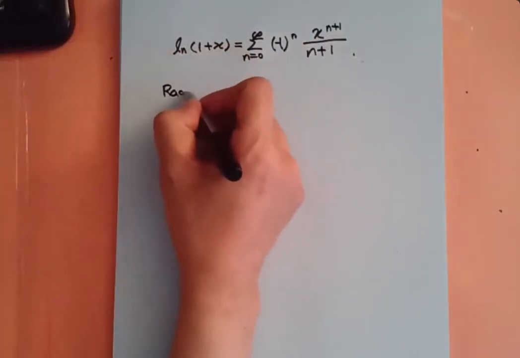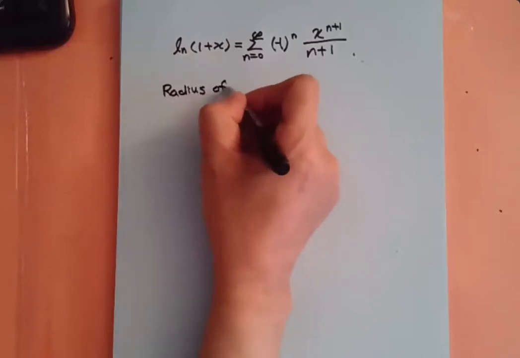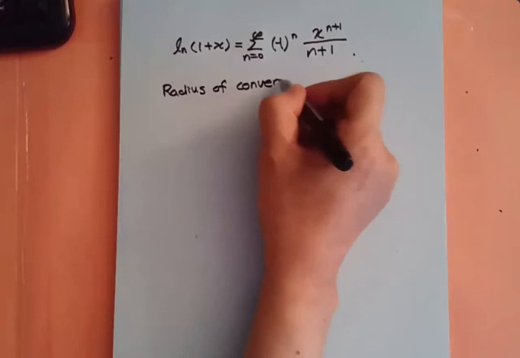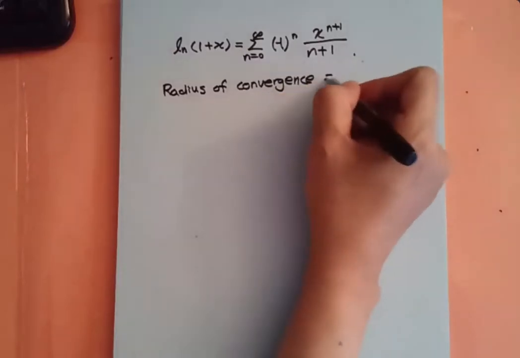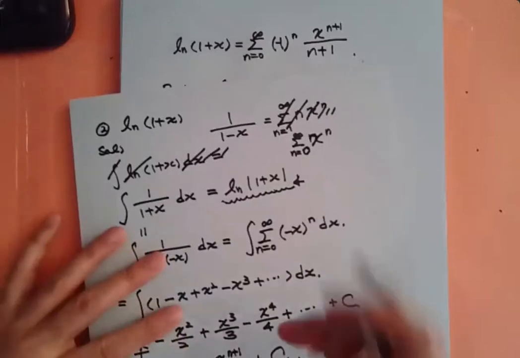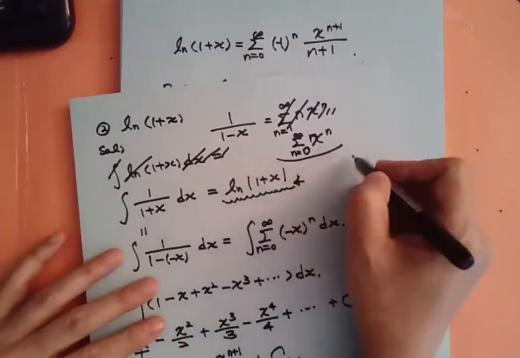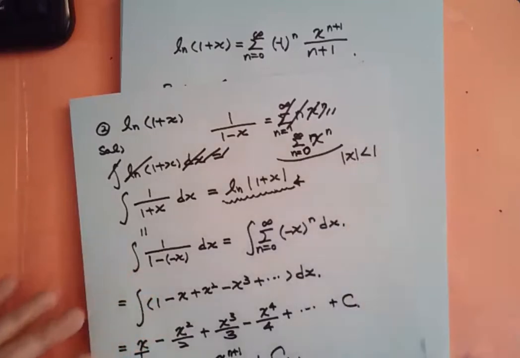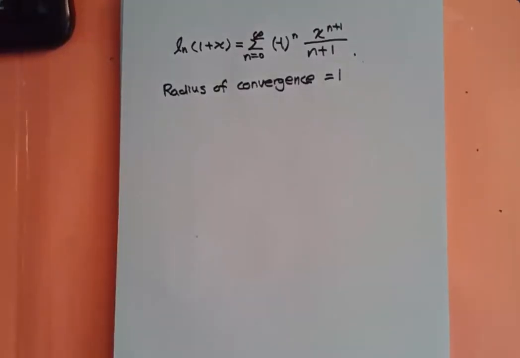And the radius of convergence equals 1, because we know that this one is a geometric series and that converges when the absolute value of x is less than 1, and radius of convergence is 1. Any question?